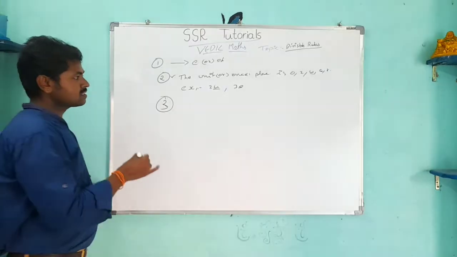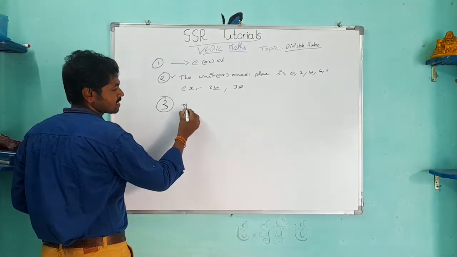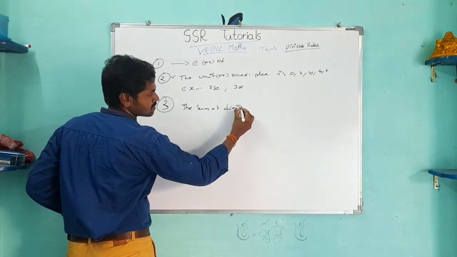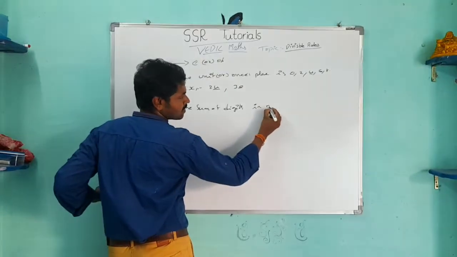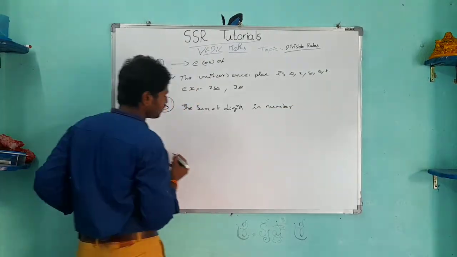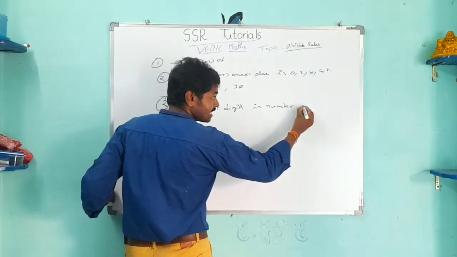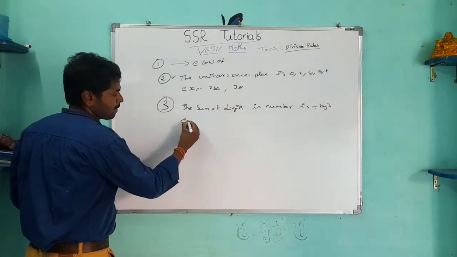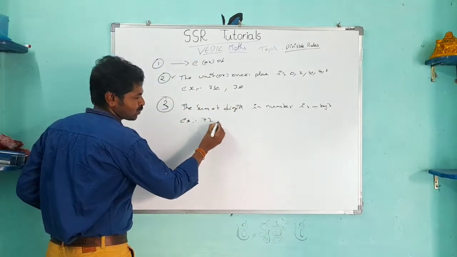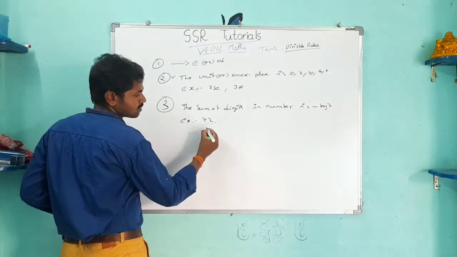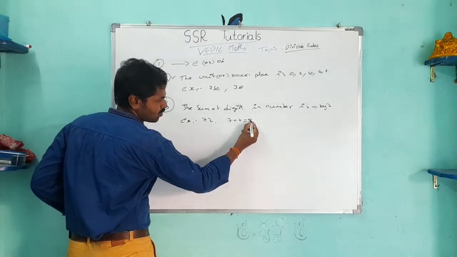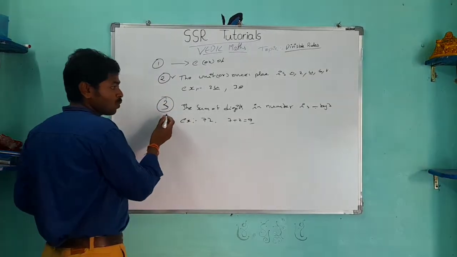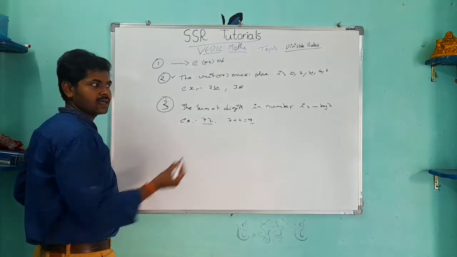Next, 3. What is it? The sum of digits in a number. If the sum of digits in a number is divisible by 3, then the number is divisible by 3. Suppose, for example, 72. That means 7 plus 2 is equal to 9. 9 is in the 3 table. So 72 is also divisible by 3.